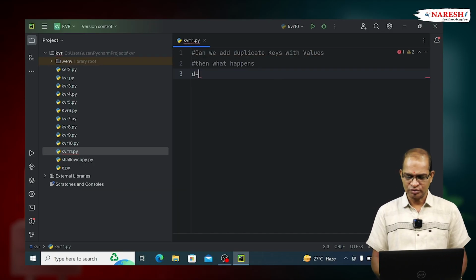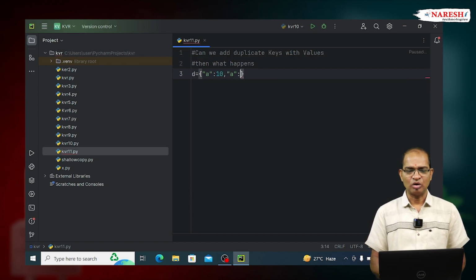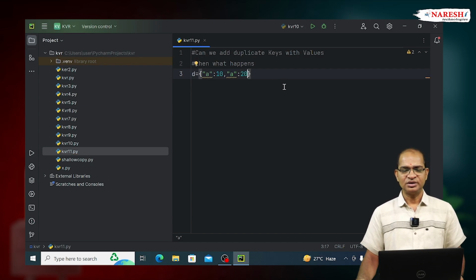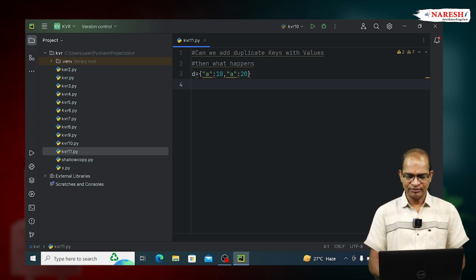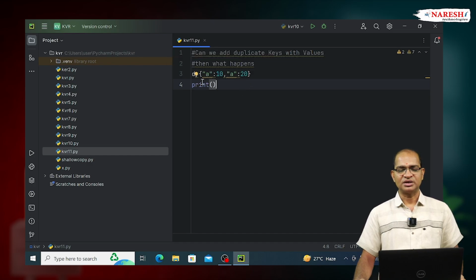d = {a: 10, a: 20}. In this case, the dictionary will contain only the latest value, because this a = 10 is called the first entry, and the second a value is treated as the existing key only.